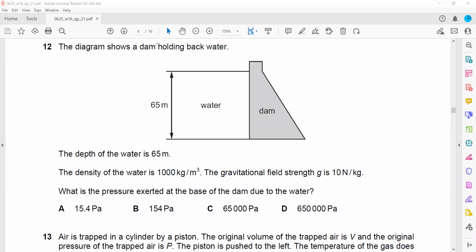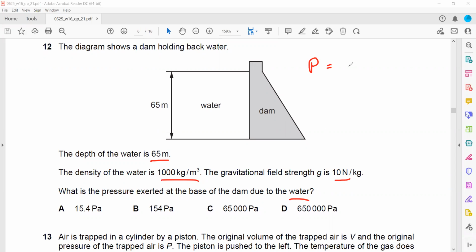In question 12, the diagram shows a dam holding back water, storing the water. The depth is 65 meters, the density is 1000, the gravitational field strength is 10. What is the pressure exerted on the base due to water? Water is a liquid, so what is the formula which we use to calculate the pressure exerted by the liquid?